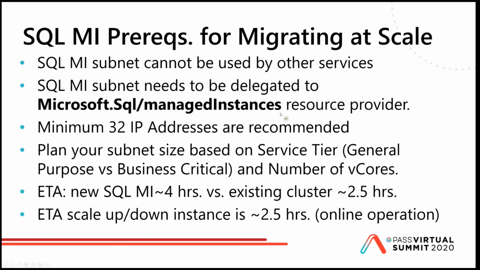And again, all these prerequisites are documented in the public facing documentation. You also need to think about subnet size. We require a minimum of 16 IP addresses per SQL MI instance. And if you're planning to have tens or hundreds of SQL MI instances within a single subnet, you just need to make sure that you have enough IP address range to support that scale.